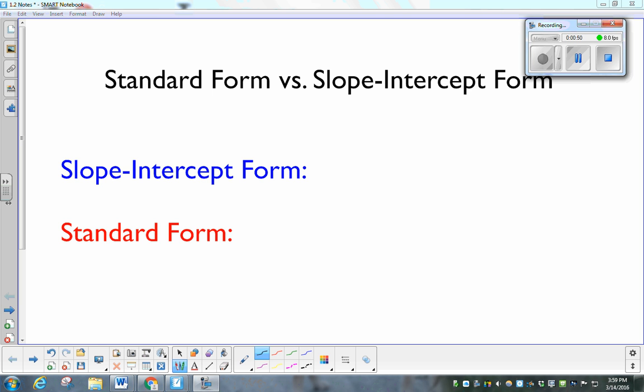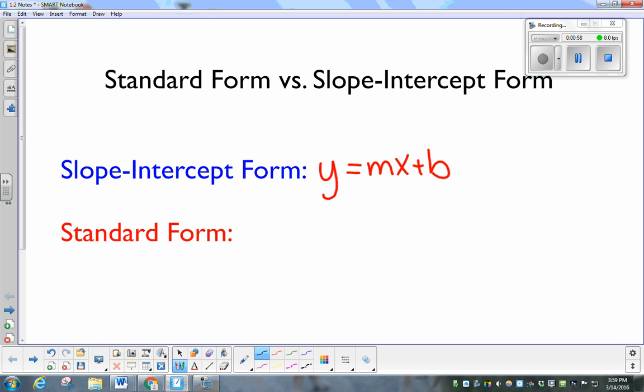So you guys have already learned a lot about slope-intercept form. This is y equals mx plus b. You've already learned a lot about this. Hopefully you remember that m is your slope, b is your y-intercept, x is your independent variable or IV, and y is your dependent variable or DV.